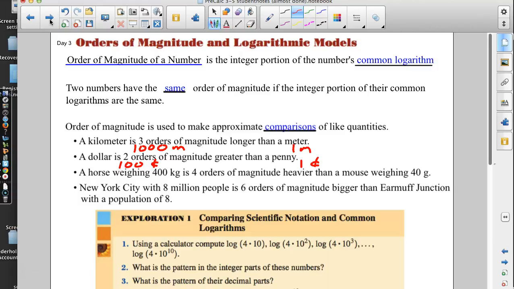Let's try one more. A horse weighing 400 kilograms is 4 orders of magnitude heavier than a mouse weighing 40 grams. Kilograms, there's 1,000 grams in a kilogram. So we've got to add 3 zeros to that. So let's see if the theory is right. Did they add 4 zeros to 40?